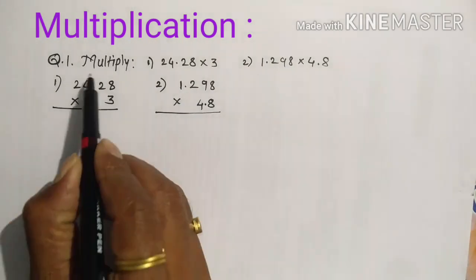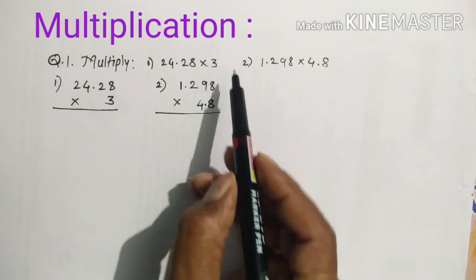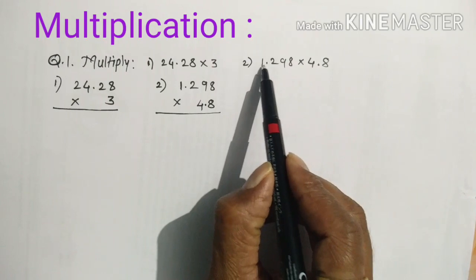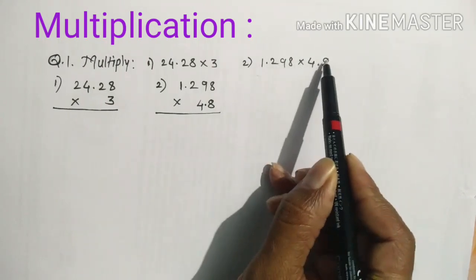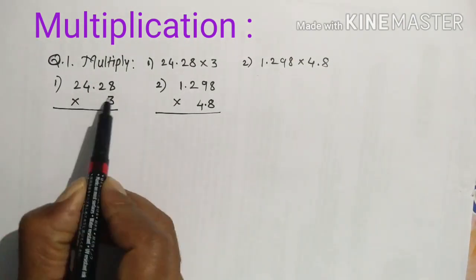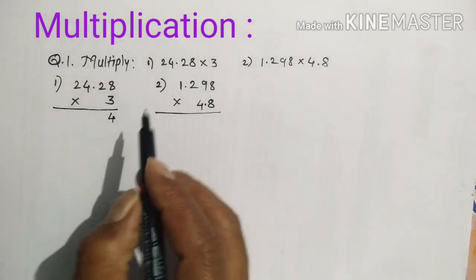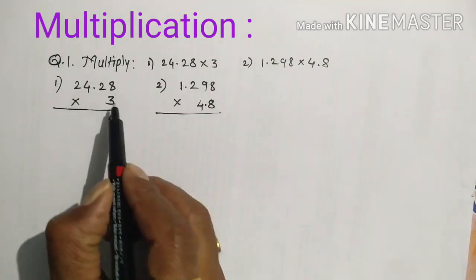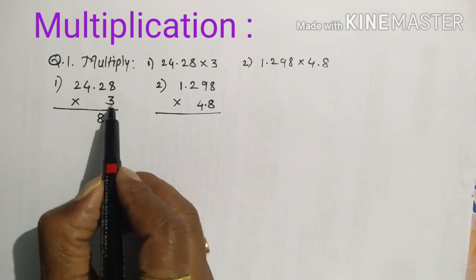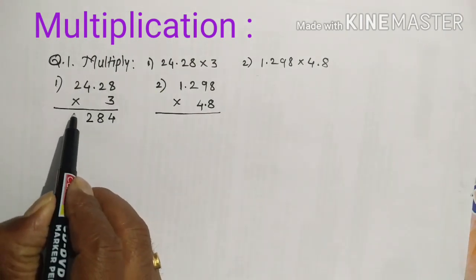Question number 1, multiply. The first question is 24.28 multiplied by 3, which means here we have to multiply a decimal number by a whole number, and here 1.298 multiplied by 4.8, here we have to multiply a decimal number by another decimal number. So let us start with the first. 3 8s are 24. We have to multiply as we multiply our whole numbers. 3 8s are 24, carried 2, 3 2s are 6 plus 2 is 8, 3 4s are 12, carried 1, 3 2s are 6 plus 1 is 7.